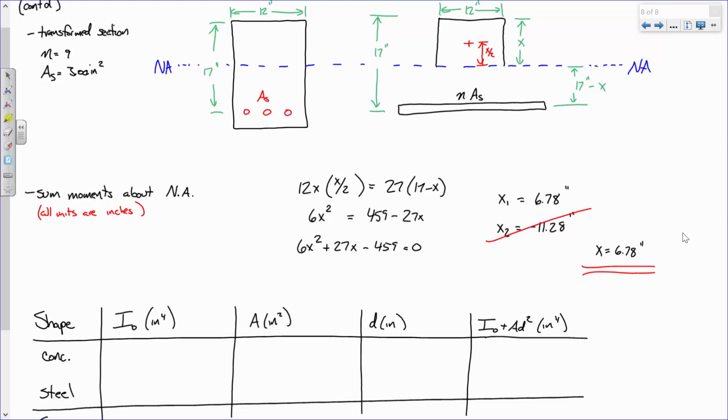What is the area of this box? 12 times x. And what's x? 6.78. There we go. So this is 12 times 6.78. And so that comes out to be what? 81.36. Do I have a second on that?